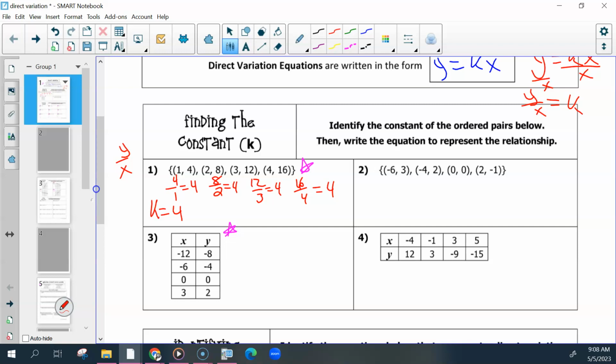Then we could use that to write our equation in this format. Just y and x, those stay the variables, and 4 becomes our K. Questions so far?